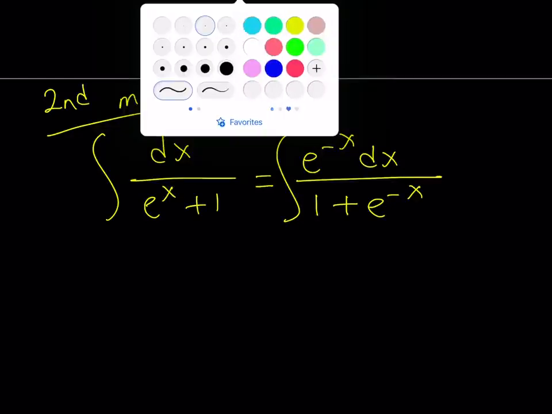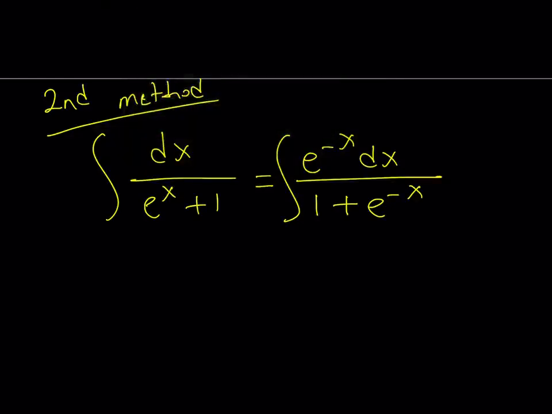Did I say e substitution? And here's how the u substitution works this time. I'm going to call this u. So u becomes 1 plus e to the power negative x. And du is the derivative.